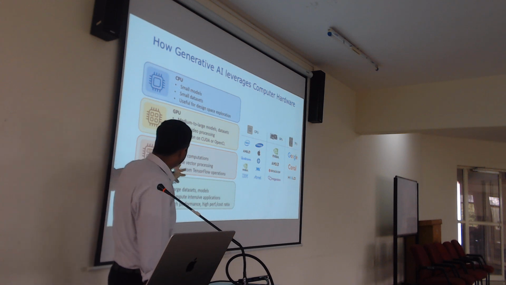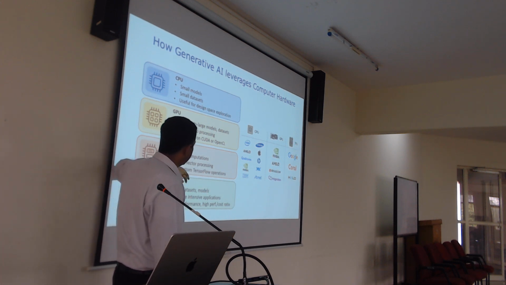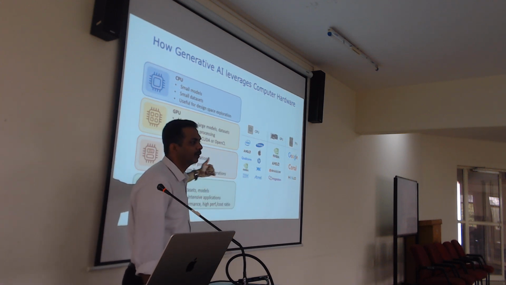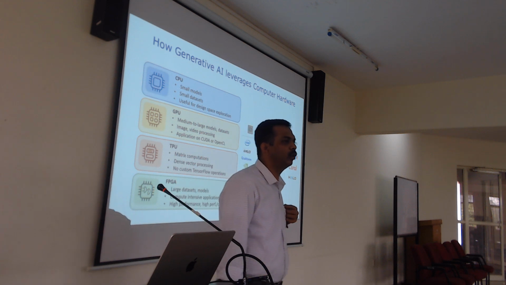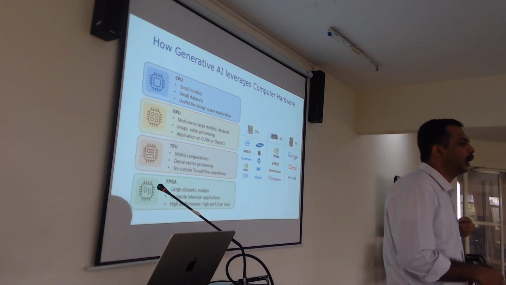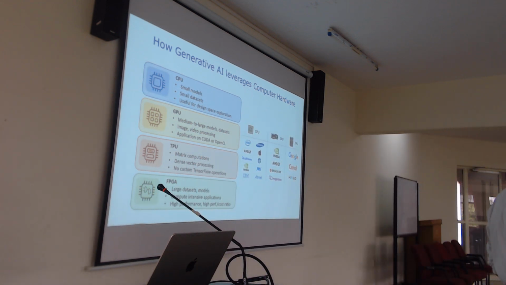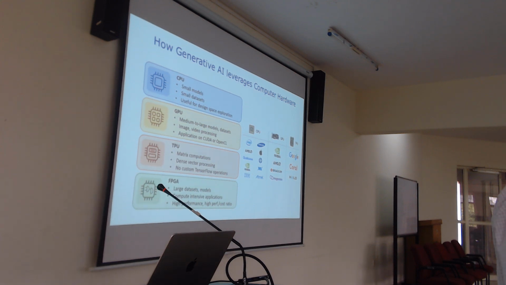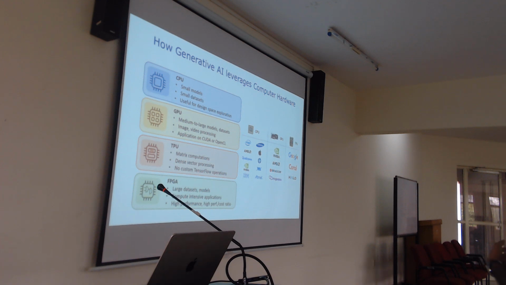Whenever you talk about dense vector processing and TensorFlow operations, then you require something called a TPU. TPU is a solution from Google, right? Google has built its own hardware for TensorFlow processing units, specifically for TensorFlow kinds of applications. Your GenAI requires this hardware.